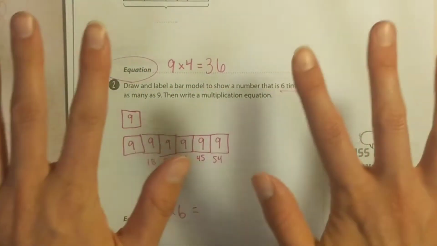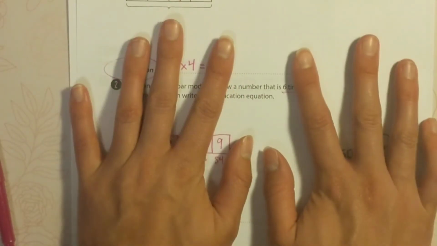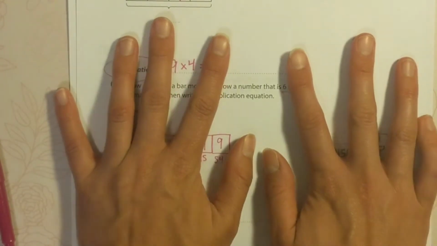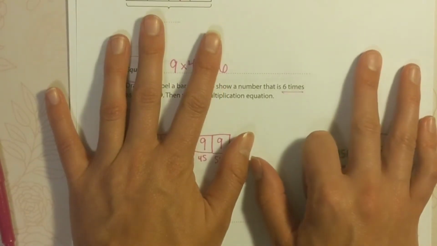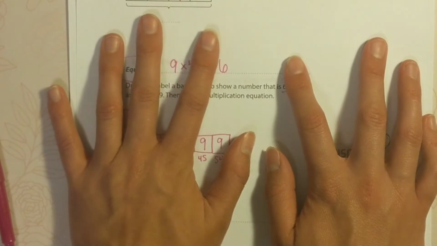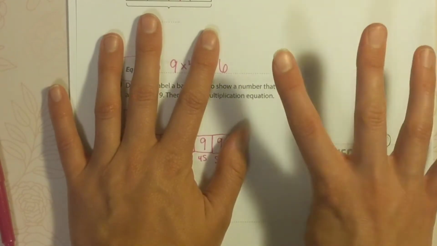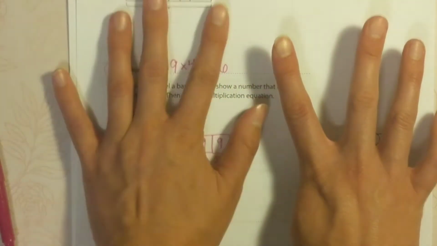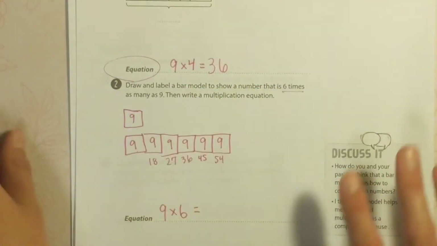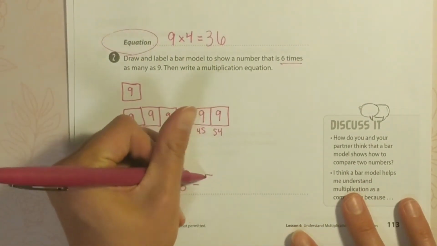Another trick with your 9s is to use your fingers. So if we're doing 9 times 6, we're going to put down our 6th finger. So 1, 2, 3, 4, 5, 6. Oh, this one's my 6th one. And here's my answer, 54. Pretty cool. All right, so there's our equation.